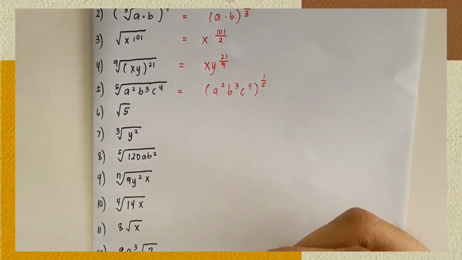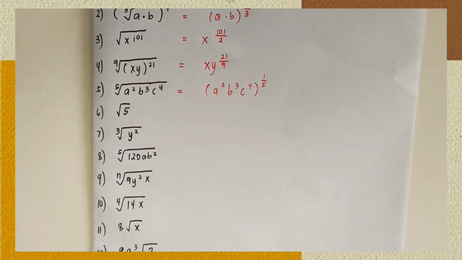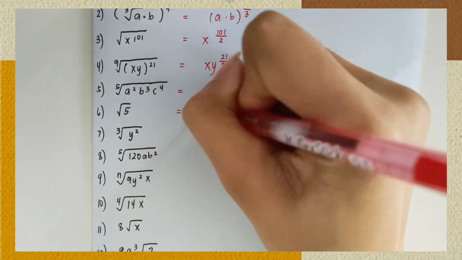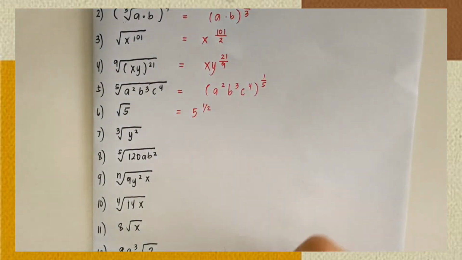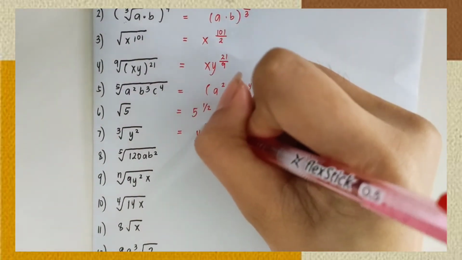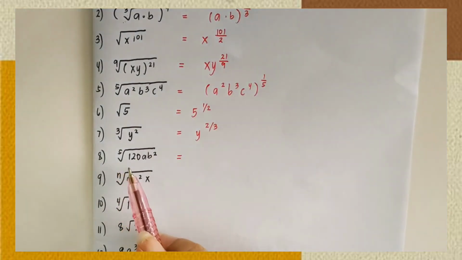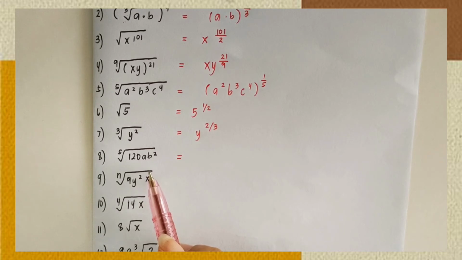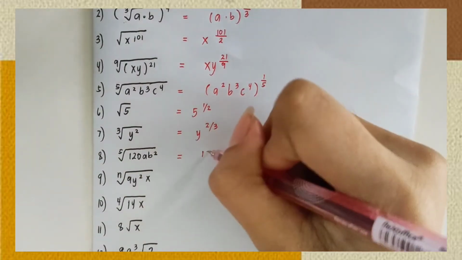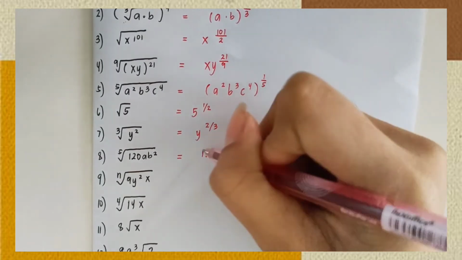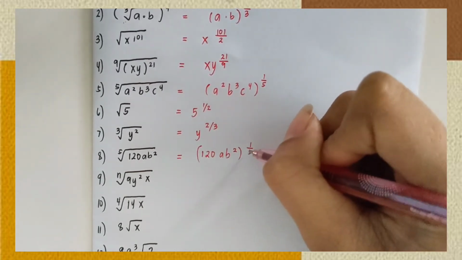Next, number 6, square root of 5. The answer is 5 raised to 1 over 2 or 1/2. How about number 7? The answer is y raised to 2/3. Number 8, fifth root of 120 ab squared. 120 ab squared raised to 1 over 5.